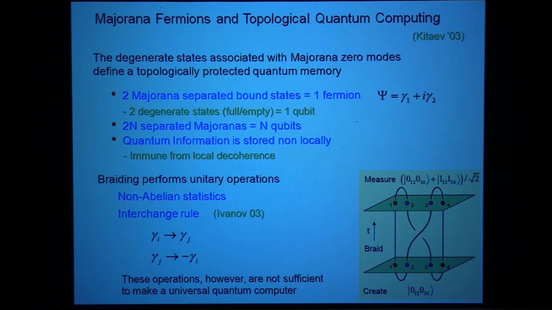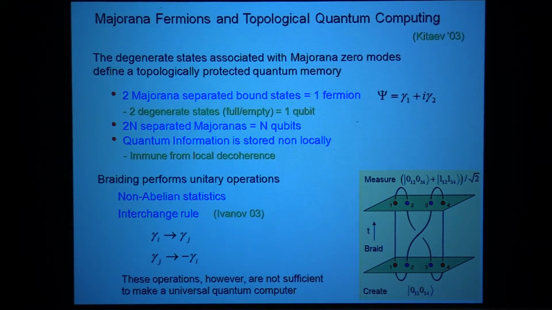Now, unfortunately, these Majoranas are a little bit too simple. So even if you could make these work, the operations that you can do are not powerful enough to make a universal quantum computer. But I think they'd be a good start. So we would very much like to make these happen.